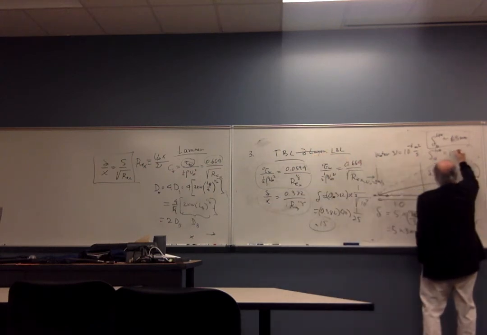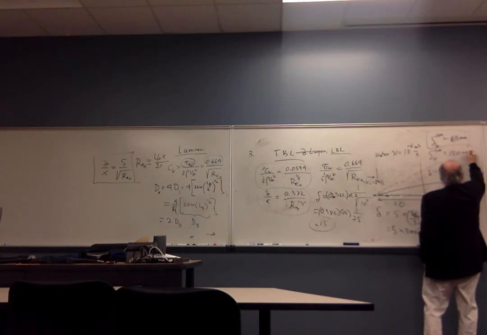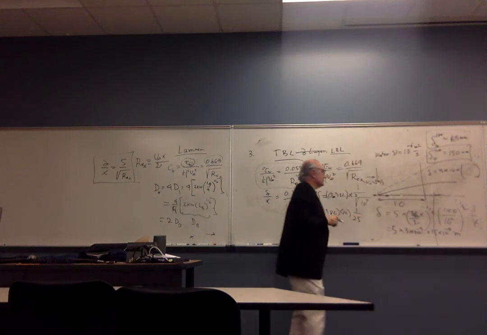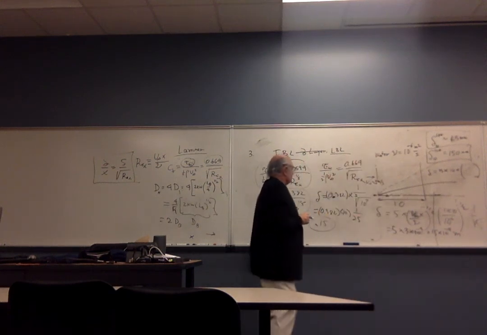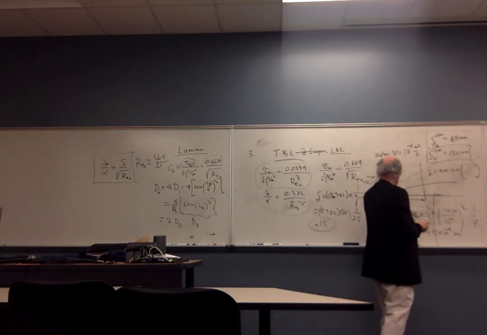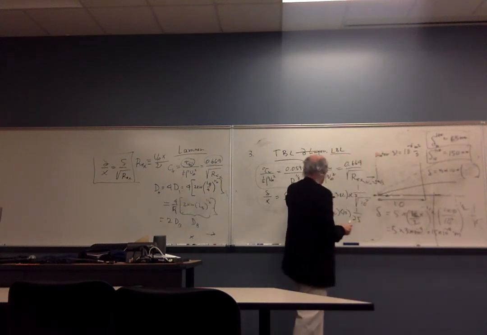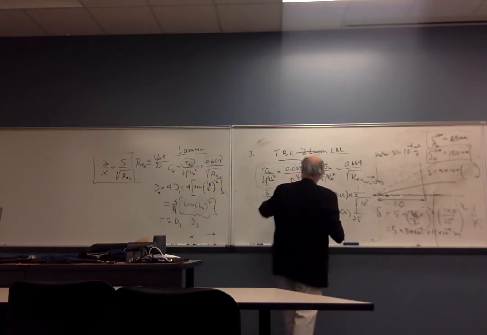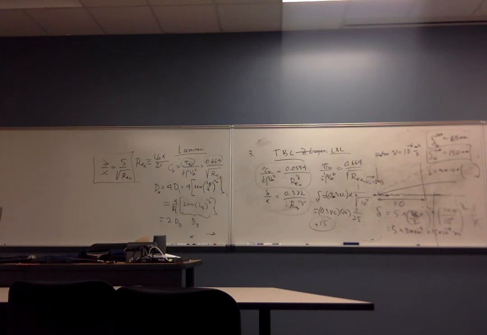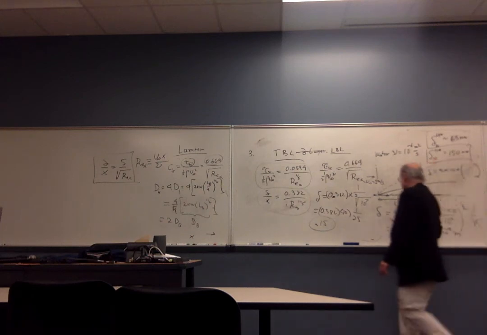It sounds right to me, but I didn't expect it to be that much bigger. Wow, what a difference that is. Did I goof up? Let's see, you might be right. Let's go back. What was the equation here? Delta over x is 5 over square root of Reynolds. Oh, maybe you're right. Maybe I didn't multiply by 10. I think you're right.